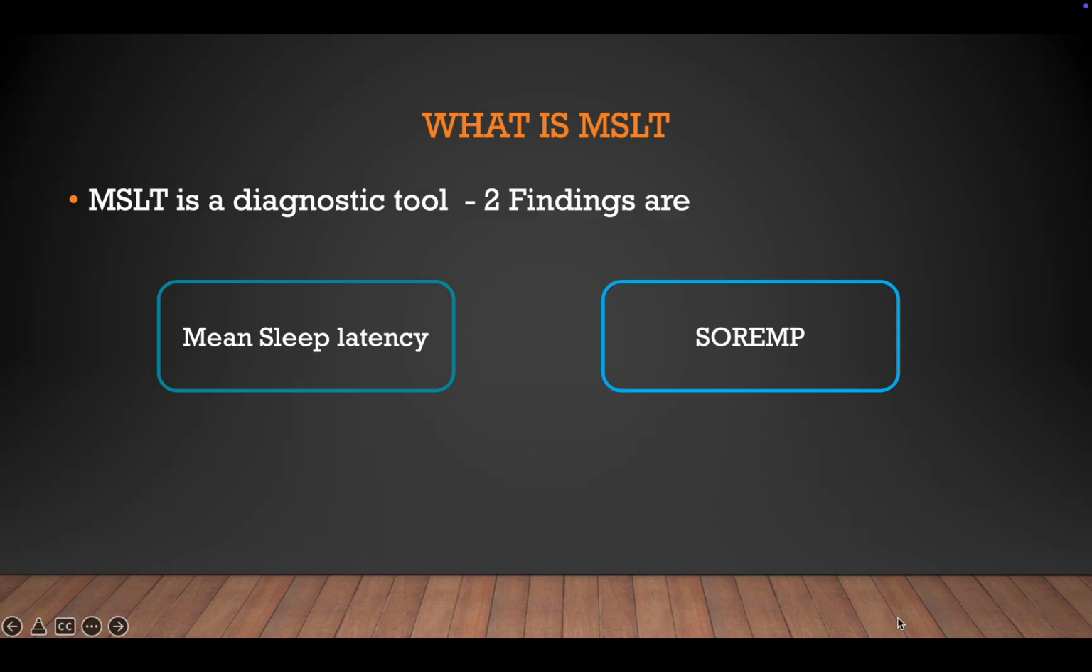Now, the MSLT is the gold standard for assessing pathological sleepiness. It is done to get two important findings, which are the mean sleep latency and the presence of sleep onset REM periods, otherwise called SOREMPs. These two tools together guide the diagnosis of excessive daytime sleepiness, as in the case of narcolepsy or idiopathic hypersomnia, etc. When performed under strict conditions, the MSLT becomes one of the most valuable diagnostic tools in sleep medicine.